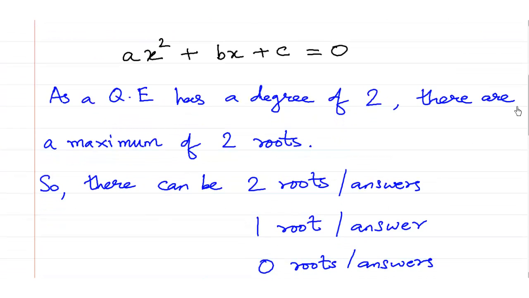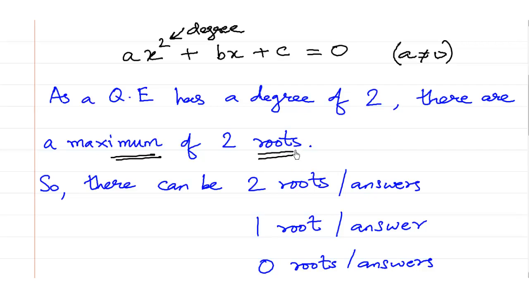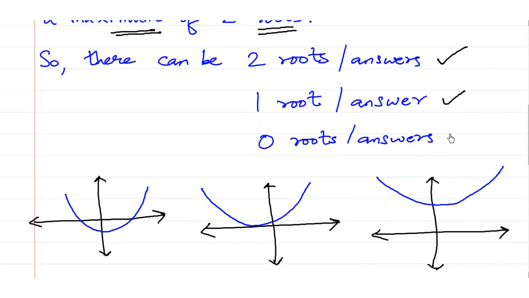Now we know that a quadratic equation has a standard form of ax square plus bx plus c is equal to 0, where a is not equal to 0. We have studied this in the previous video. So as a quadratic equation has a degree of 2, it means it has a maximum of 2 roots. It means there are at the most 2 solutions. So there could be 2 roots or 2 solutions, or there could be just one solution, or there could be simply no solutions.